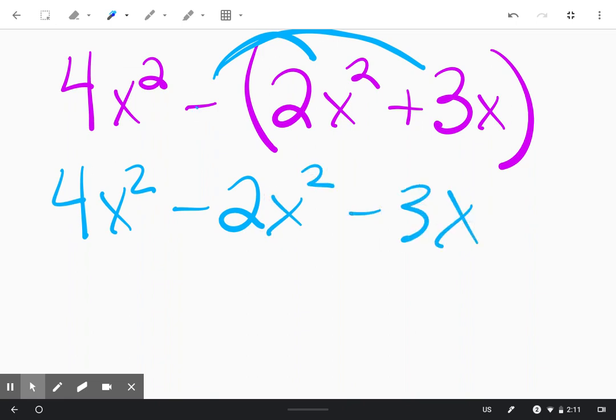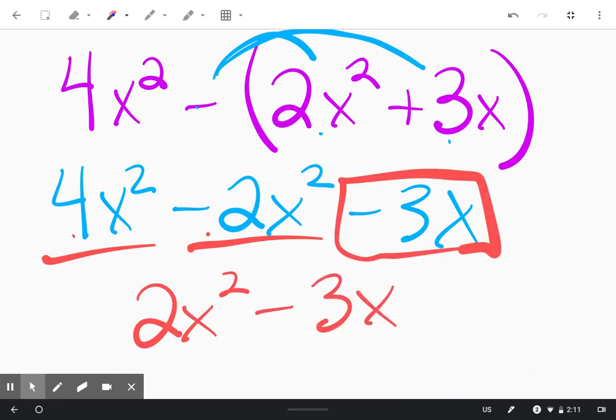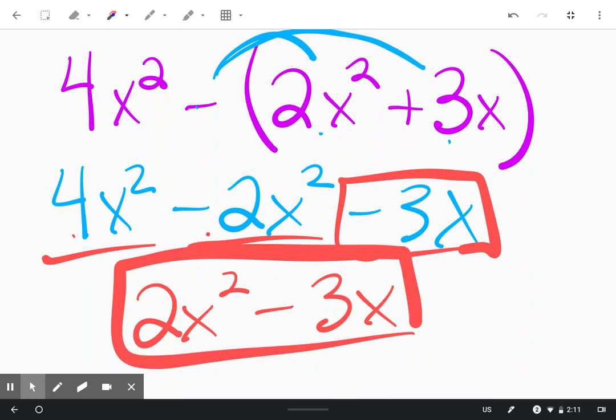So that negative went to both of these terms. And now I'm able to do combining like terms. I have x squared and x squared here, 4 minus 2, so that's going to be 2x squared minus 3x, because this doesn't go with anything. And so that would be my final answer. And so that's more or less what we're going to do.